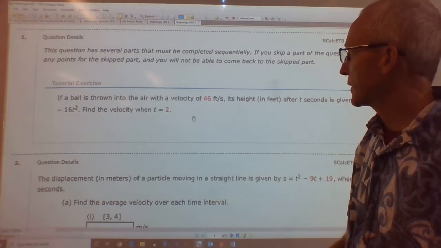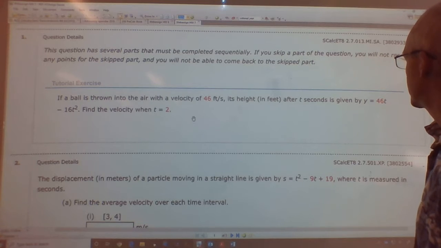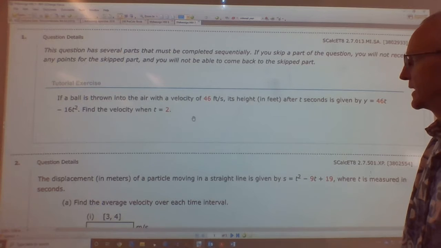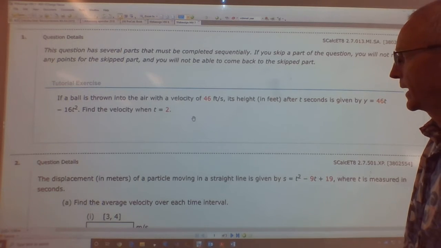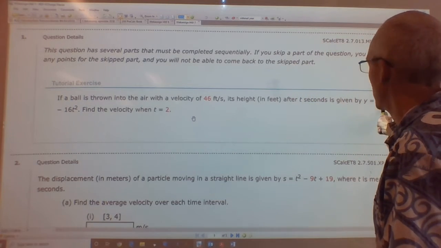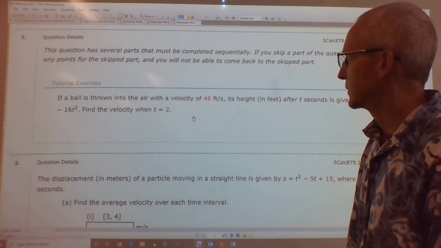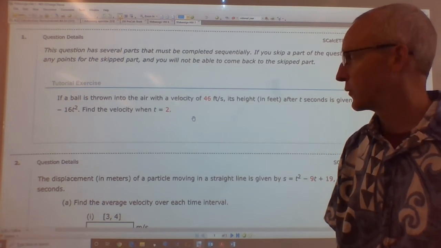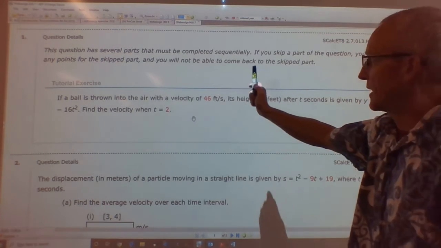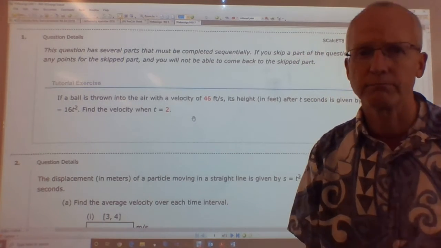So first it says here velocity of 46 feet per second. Its height in feet after t seconds is given by 46t minus 16t squared. Find the velocity when t equals 2. Okay, so it's thrown into the air with 46 feet per second, and this is its height, y equals 46t minus 16t squared. Find the velocity when t is equal to 2. So how fast is it going at t equals 2 seconds? Okay, and this is its height, and we know it started off at 46 feet per second.